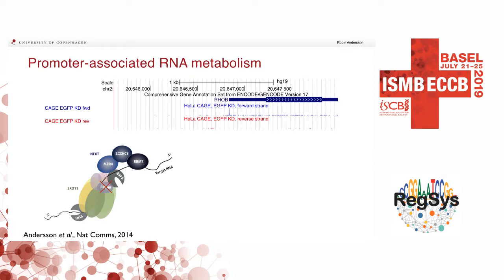So here I show you another example. This is in HeLa cells, and this time you can actually see that the CAGE-inferred transcription start site is very similar. It agrees well with the annotated transcription start site. So what we did here, in collaboration with Torben Heick Jensen, is to knock down the exosome, and then we performed CAGE before and after this exosome knockdown.